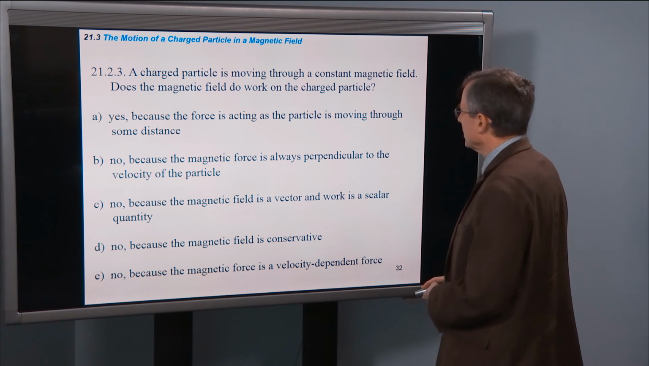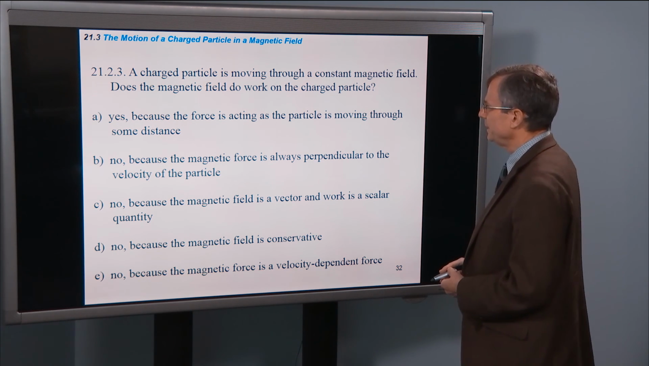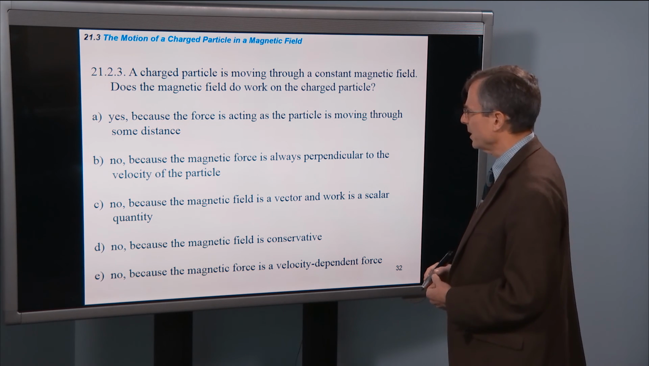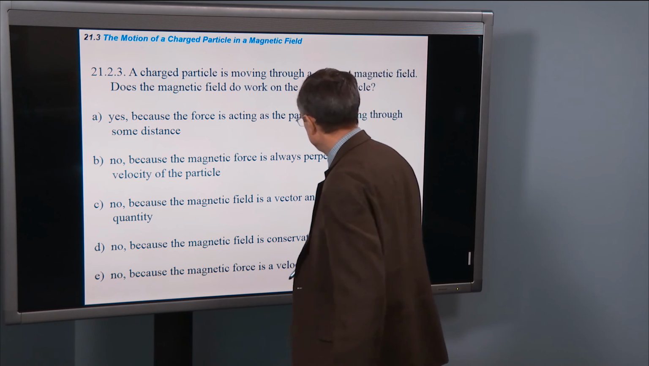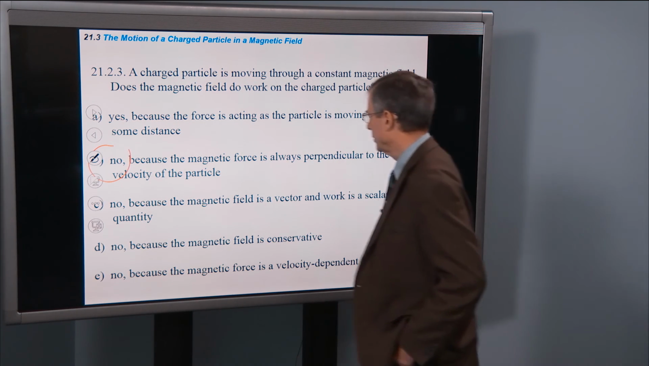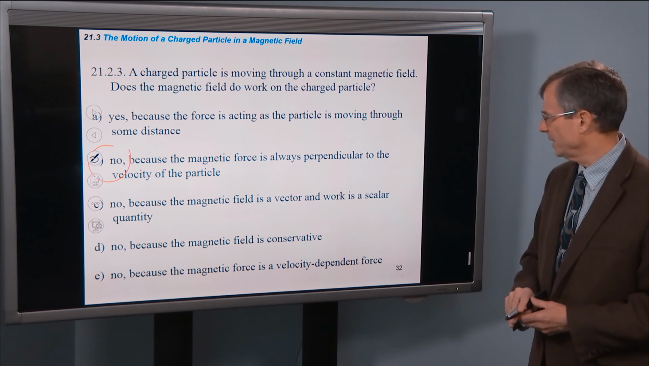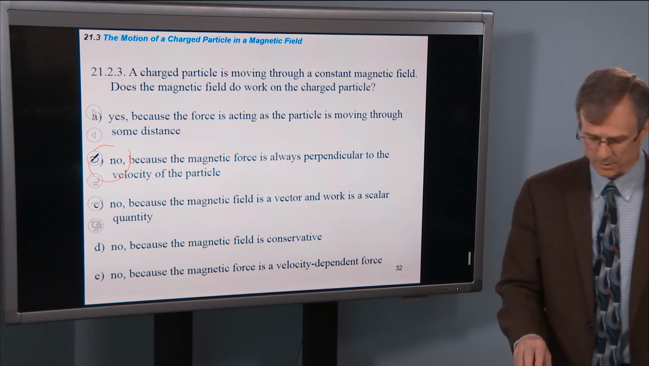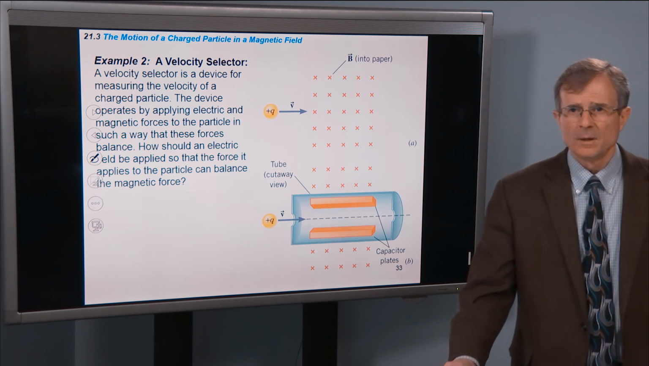All right, a charged particle is moving through a constant magnetic field. Does the magnetic field do work on the charged particle? The answer has to be no. And the reason is because the force is always perpendicular to the velocity of the particle. All right?